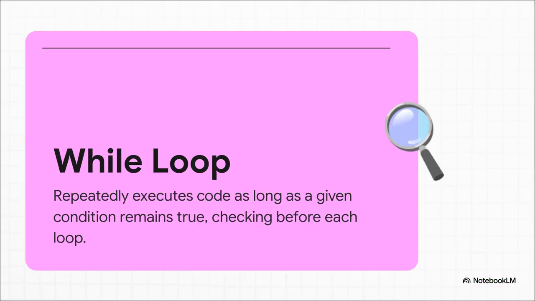So when do you use this? You'll want to grab a while loop when you don't know how many times you need to loop ahead of time. You know, maybe you're waiting for a user to type something or waiting for a temperature sensor to hit a certain value. This loop will just keep doing its job as long as the condition it's guarding stays true.